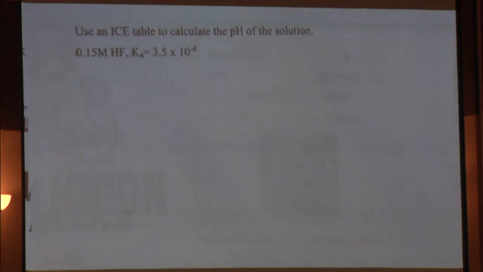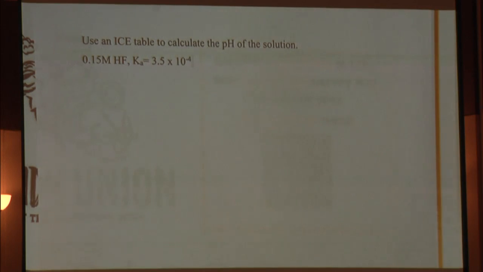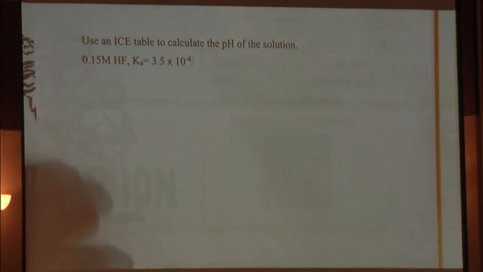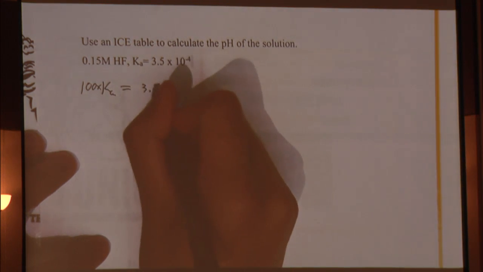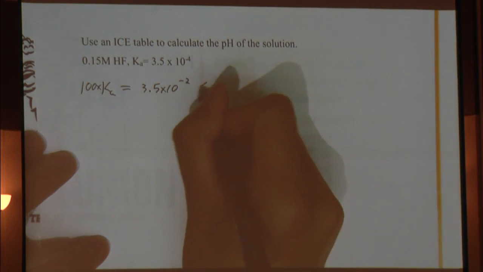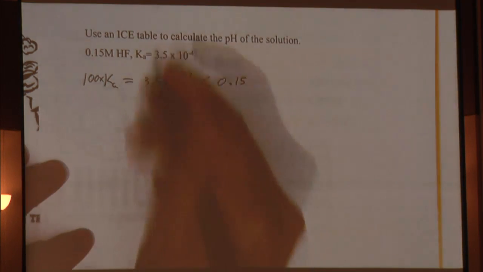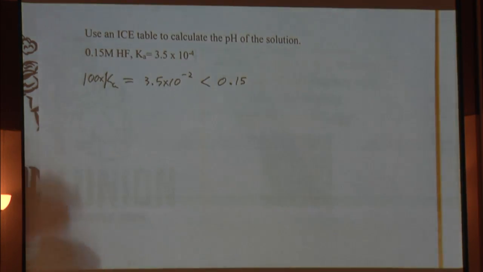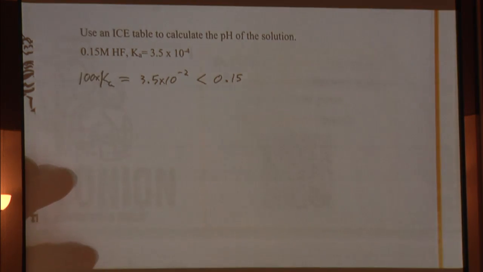Alright, this is a pretty straightforward one. So we need to use an ice table to calculate the pH of this solution. First of all, we need to figure out, okay, can we use our x small approximation? So when we multiply our Ka by 100, we get something that's smaller than our concentration of acid. So it turns out we don't even need an ice table. We can just jump straight to our formula.